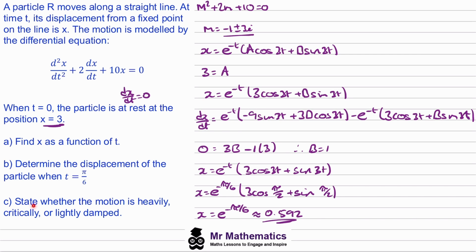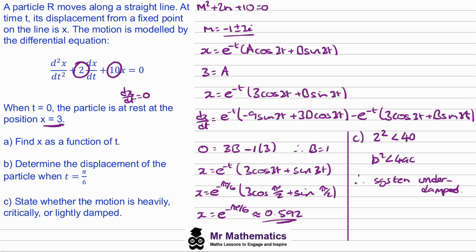And then for part C, state whether the motion is heavily, critically, or lightly damped. Well, the discriminant, we've got our b term, so b squared. We've got 4 times the 10, so you can see that the b squared is less than the 40, so therefore the system will be underdamped. I'll quickly sketch what this will look like. So we know the displacement will oscillate with the peaks decreasing until it comes to equilibrium. Okay?